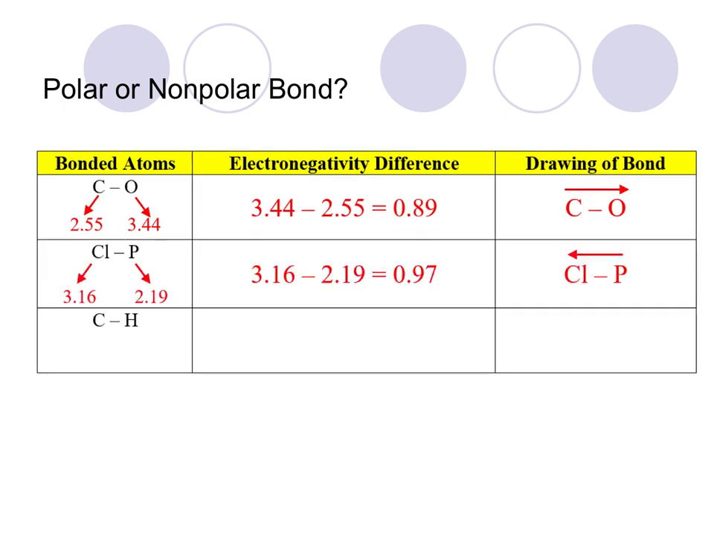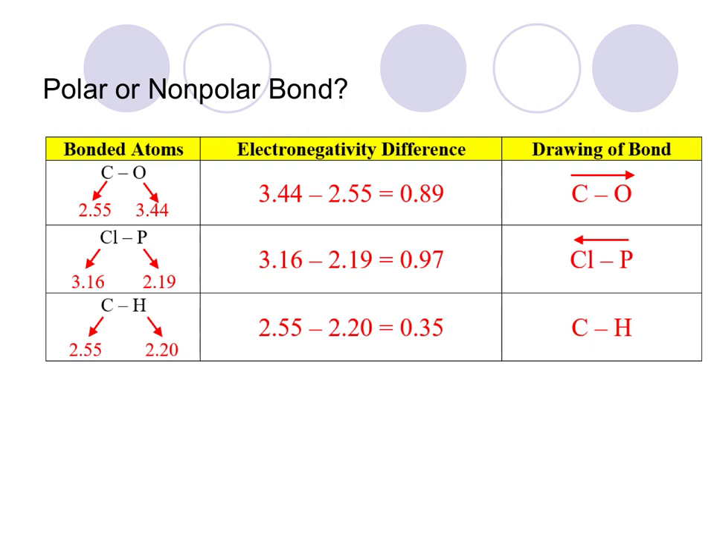Using those values, we get 0.97, so again, we have a polar bond. And notice this is what I was saying, those arrows could go left or right, but it always has to point towards the element that has the larger electronegativity. The last one is a CH bond. Go ahead and do that one and then turn the lecture back on to see how you did.